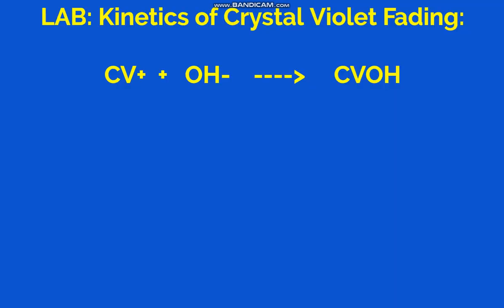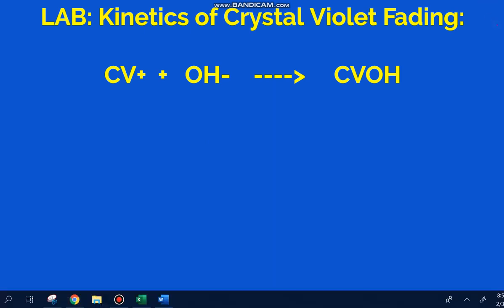So in this lab, we're going to be looking at crystal violet. When you look at crystal violet, we are going to write it as CV, because it's way too long to write out every time. And the way we'll fade crystal violet is by adding sodium hydroxide. So this will be the ions that come from our sodium hydroxide, and then, of course, this will be our product.